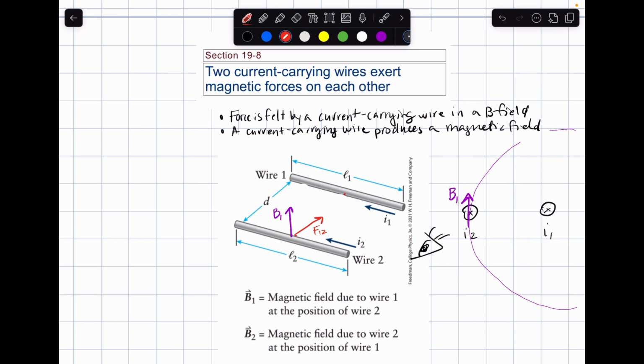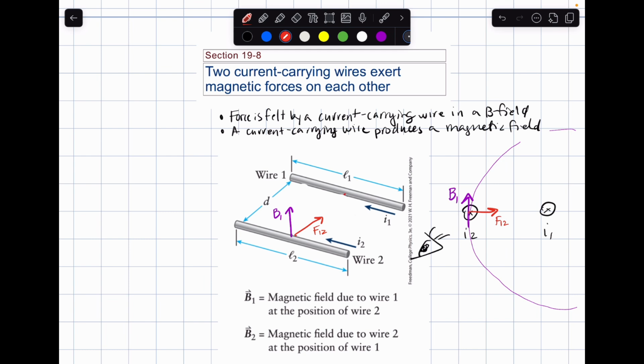Okay, so we used two right-hand rules. The first one was to find the direction of the magnetic field. The second one was to find the direction of the force. And so we can do the same thing for wire 1 now, okay? Wire 1 is feeling a magnetic field. He's not feeling his own, he's feeling the field created by wire 2.